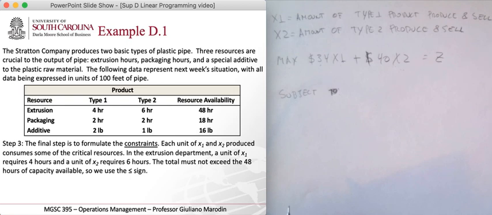Anyway, so what are the constraints? What things constrain my process? Well, the resources constrain the process, right? I can only have 48 hours of extrusion.